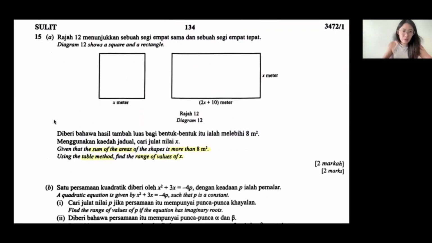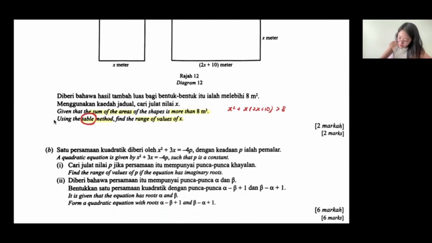Now guys, this is inequality. The square's area is x squared, because x times x, plus x times 2x plus 10 for the rectangle, more than 8. Now guys, the question specifically asks you to use table method, meaning you have to use table method, only then can you get marks. We have graph method, number line method, and table method. All these three methods you must learn, because when they specifically ask you to do one method, you have to do it.